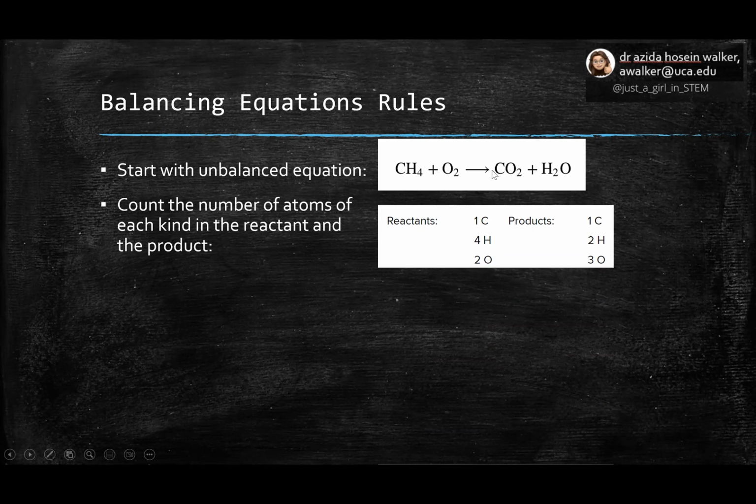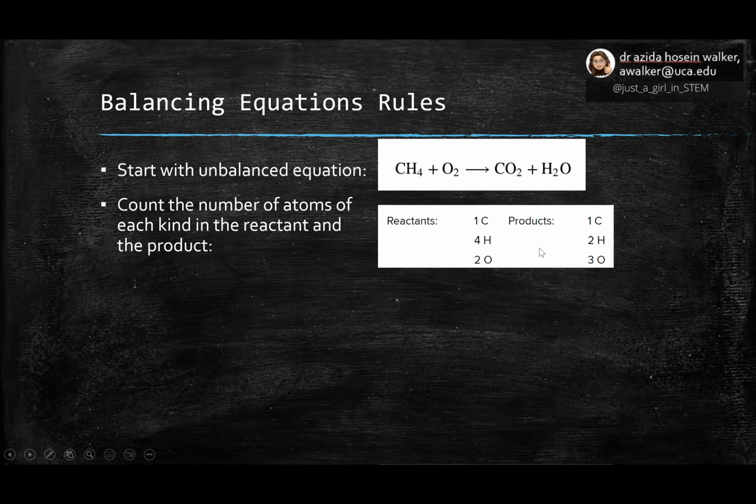Now let's go to our products. We have C, which is 1 carbon atom, so that's 1C. O2 means we have 2 atoms of oxygen here, but we also have an oxygen on this side next to the H2O. So when we add up the 2 and 1, we get 3 atoms of oxygen. And then we have 2 atoms, H2 atoms of hydrogen. So when we compare them, sure, our carbon seems to be balanced, but we have 4 hydrogen atoms compared to 2 hydrogen atoms in the product, 2 oxygen atoms in the reactant, and 3 oxygen atoms in the product.